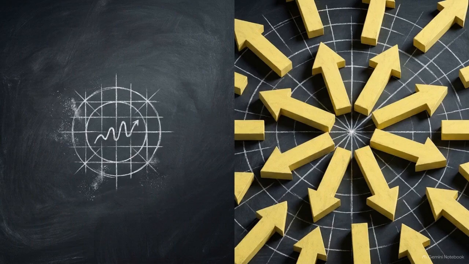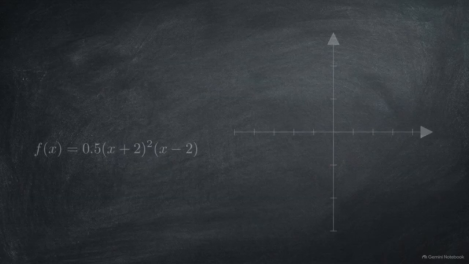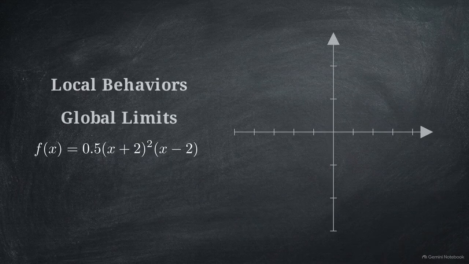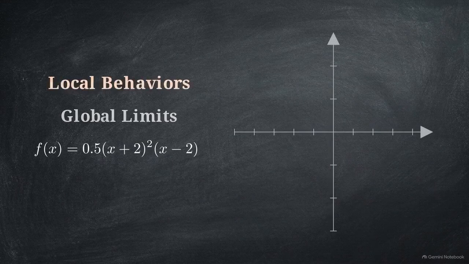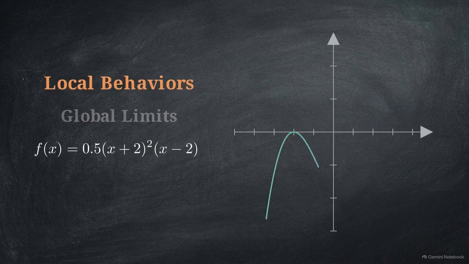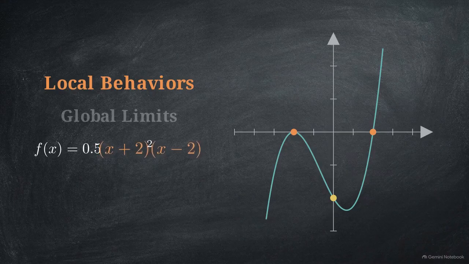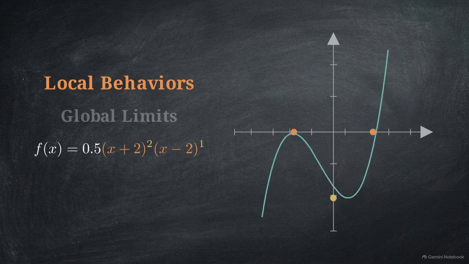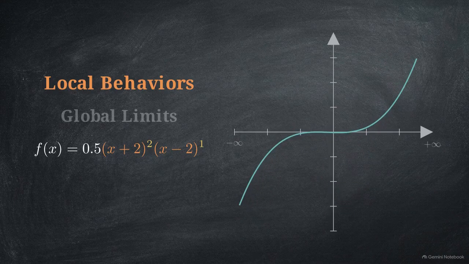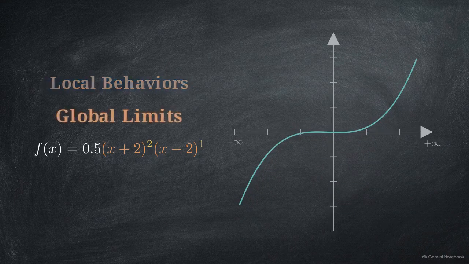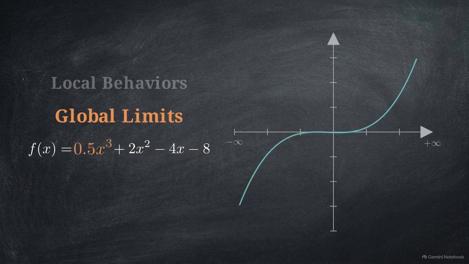To do this, we have to understand the dual nature of a polynomial. Its shape is dictated by two distinct sets of rules: local behaviors and global limits. The local rules define the points where the curve interacts with the axes. We call these intercepts, and the specific way the curve passes through them is governed by a property called multiplicity. But when we zoom out to the extremes of the graph, where the numbers approach positive and negative infinity, the curve is instead controlled by its global behavior.